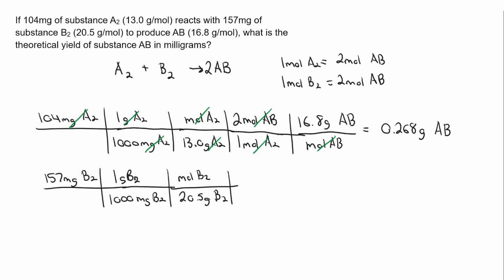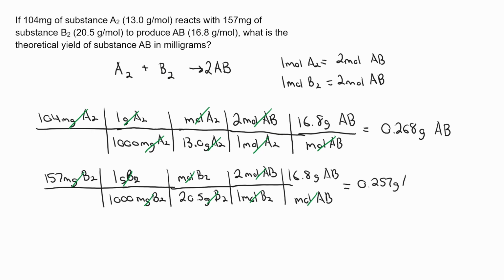Then we use our mole-to-mole ratio that we have seen and derived from above from the chemical equation. We have 1 mole of B2 making 2 moles of AB, and using the last molar mass of 16.8 grams of AB for every mole of AB. All the units cancel out nicely to what we need, where we're only left with the units of grams of AB. And when you calculate it out, the maximum amount that B2 can make is around 0.257 grams of AB.